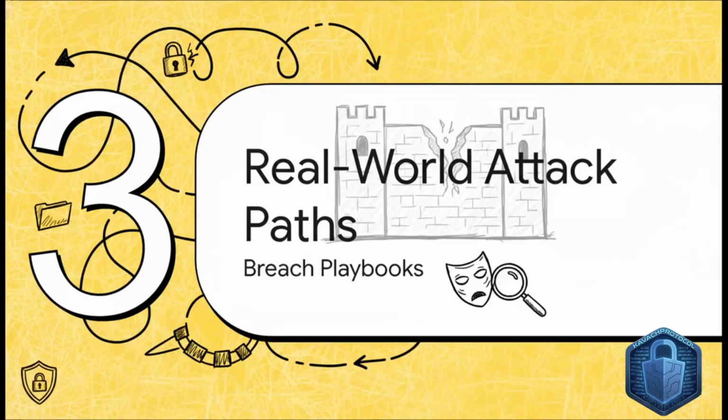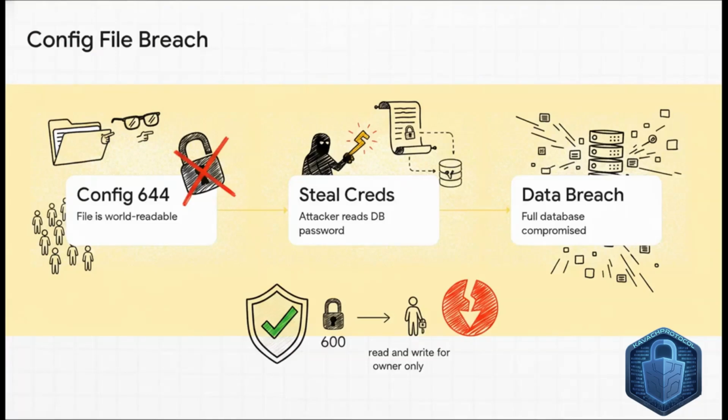All right, Section 3, Real-World Attack Paths. Let's see this in action. Imagine an admin leaves a web app config file set to 644, meaning it's world-readable by anyone on the server. Inside that file, a hard-coded database password sitting in plain text. So a low-level attacker just reads the file, copies the password, logs into the database, and quietly walks out with millions of rows of customer data. The fix for this kill chain is painfully simple. Config files with credentials must be locked down to 600, read and write for the owner only, and absolutely nothing for anyone else.